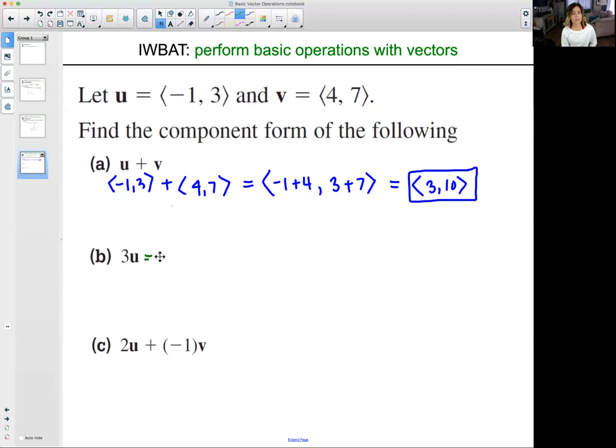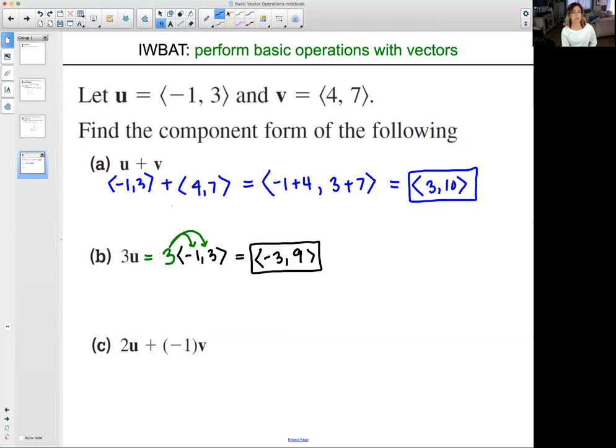Part B, we're going to do a scalar. So 3 is the scalar. We're going to multiply that times vector u, which is -1, 3. Remember, when you're doing a scalar, you just multiply the scalar into both components to get your final answer. So 3 times -1 is -3, and then 3 times 3 is 9 for our resultant vector of -3, 9.